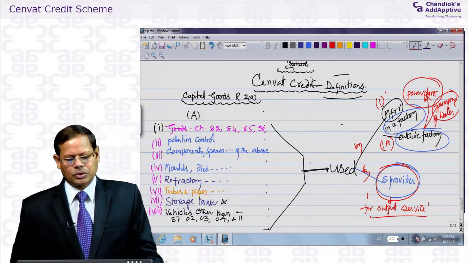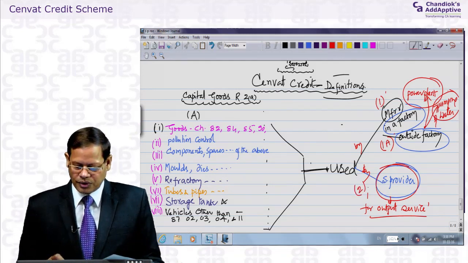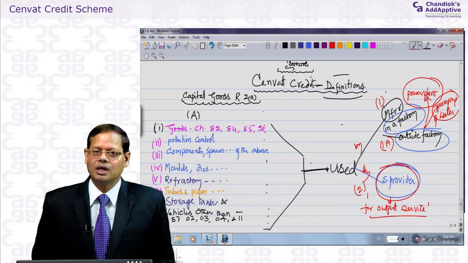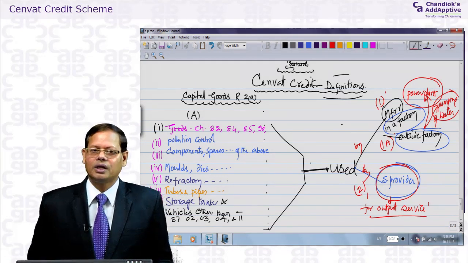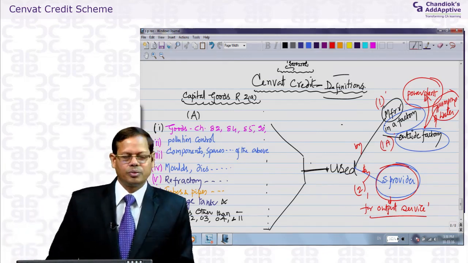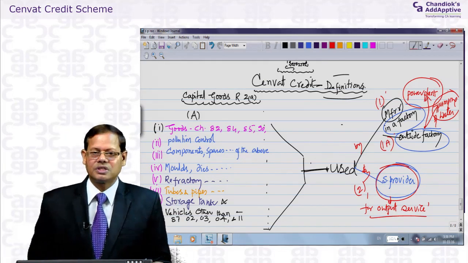Okay. So number two, I have already told you, number two is for service provider. 1 and 1A are for manufacturer, and 2 is for service provider. It says used for providing output service. It should be used directly. So that is the use. So capital goods means this is the definition.